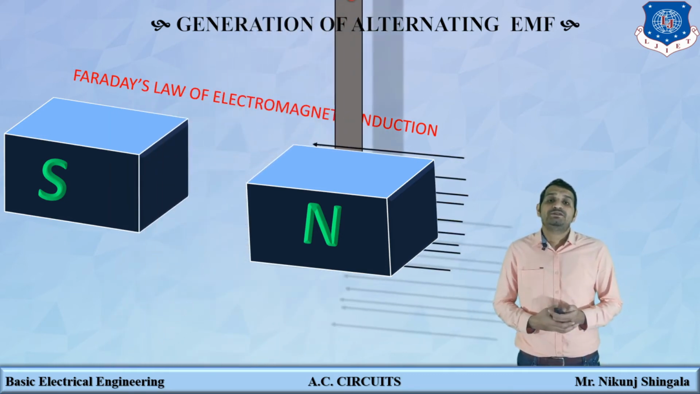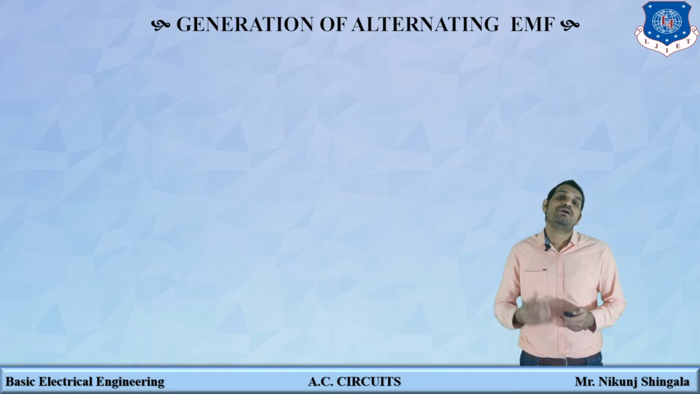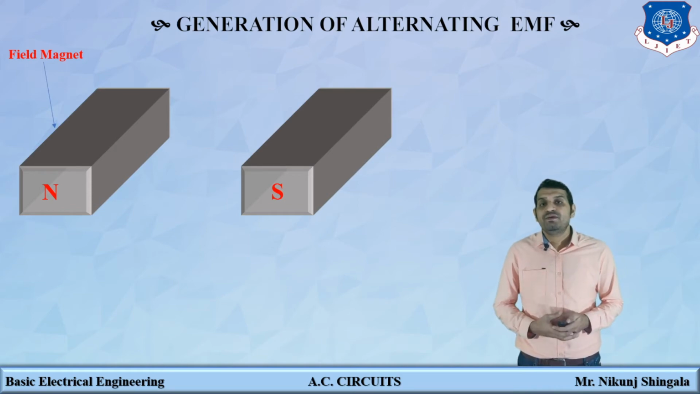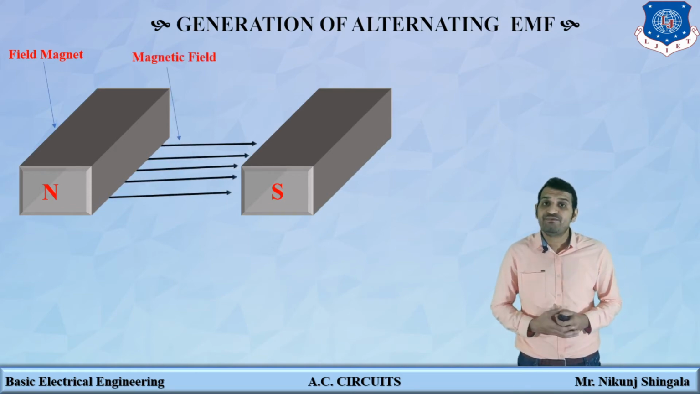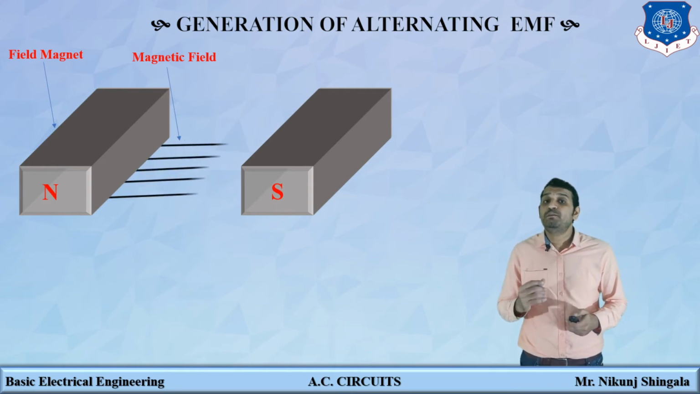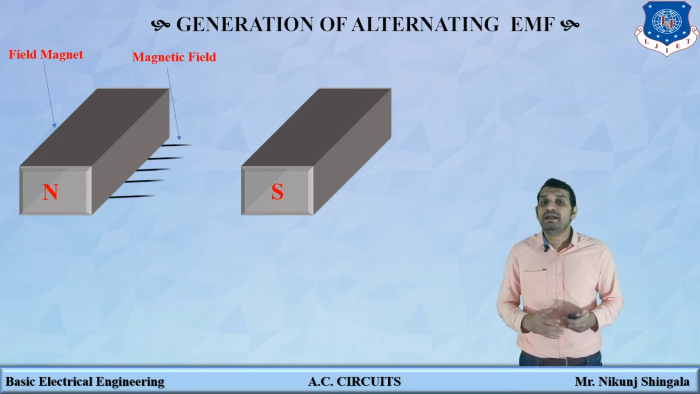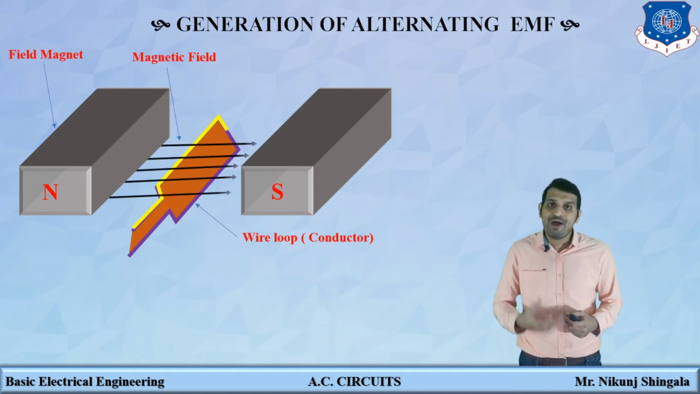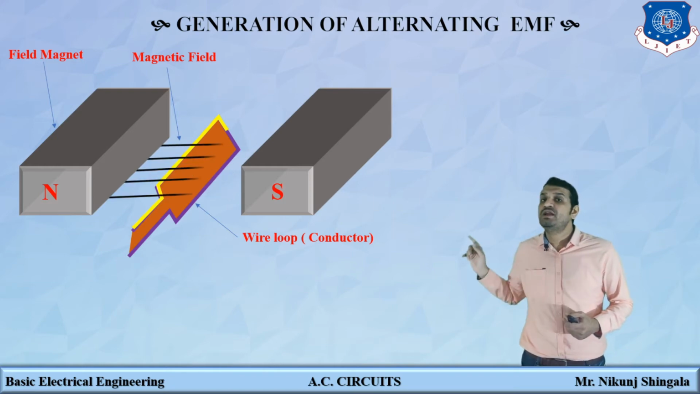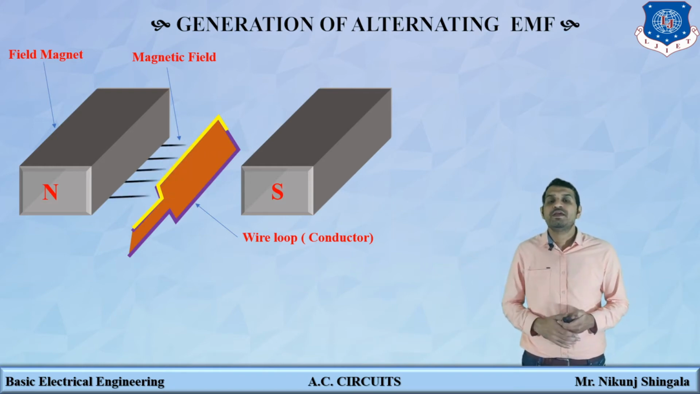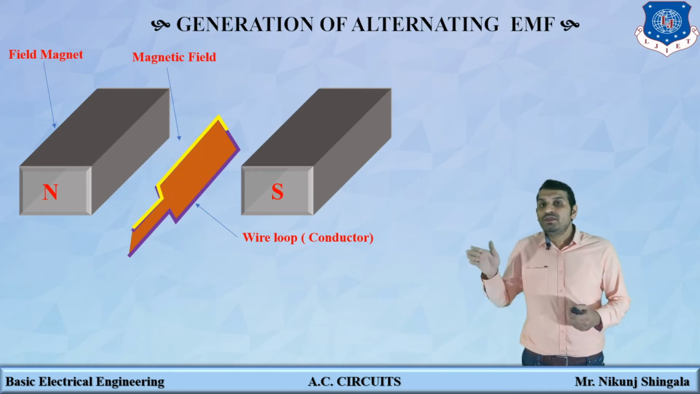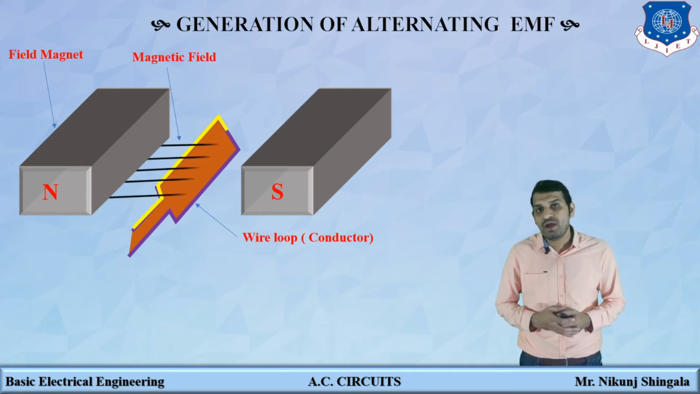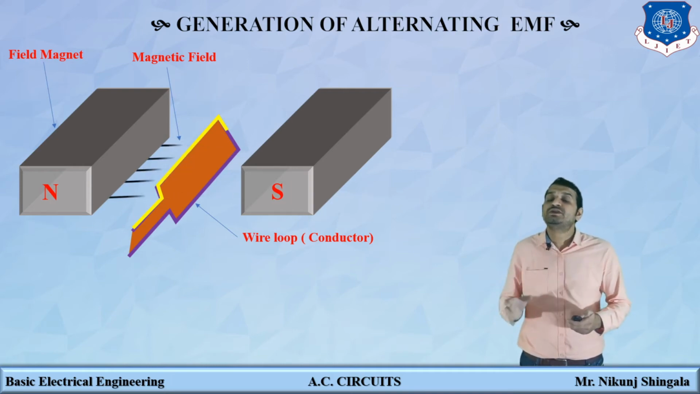So let us understand the basic setup for generation of alternating EMF. For that, you can see two electromagnets which produce the uniform magnetic field. N and S represent the poles of the electromagnet. In this magnetic field, one conductor is placed, which is also known as a wire loop or coil or armature. For simplicity, here only one turn of the conductor is taken. If this conductor is rotated in the magnetic field, then the flux linking with the coil changes and EMF gets induced in the coil. But if the circuit is completed, then current will start to flow.